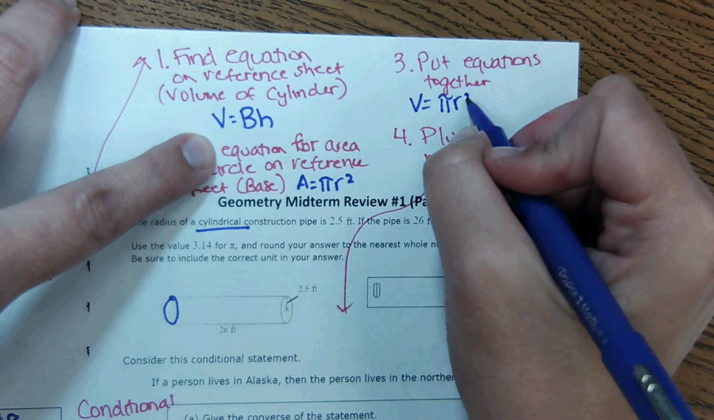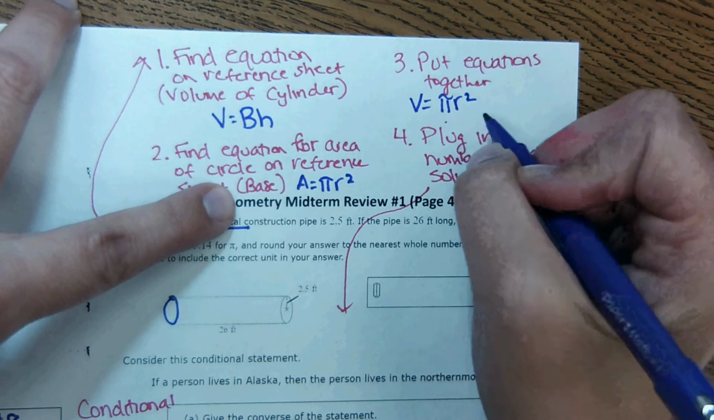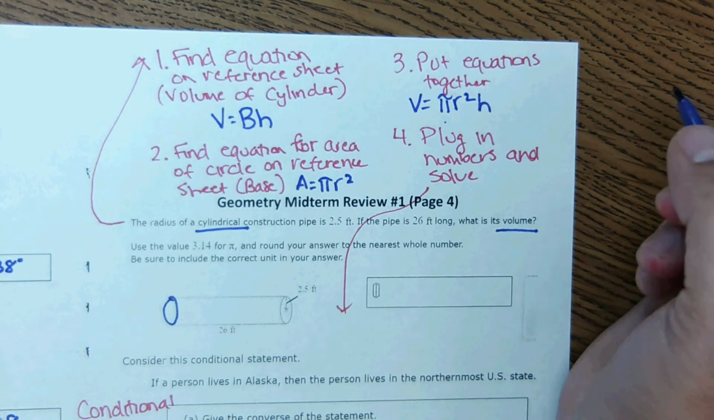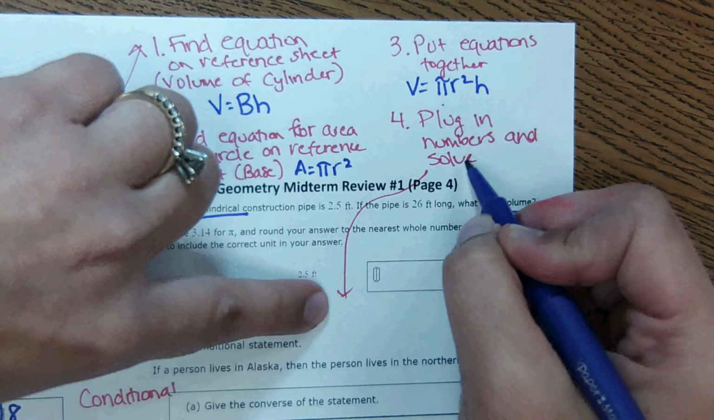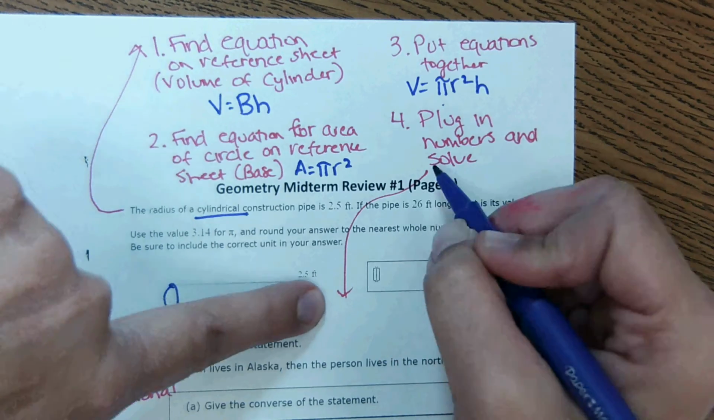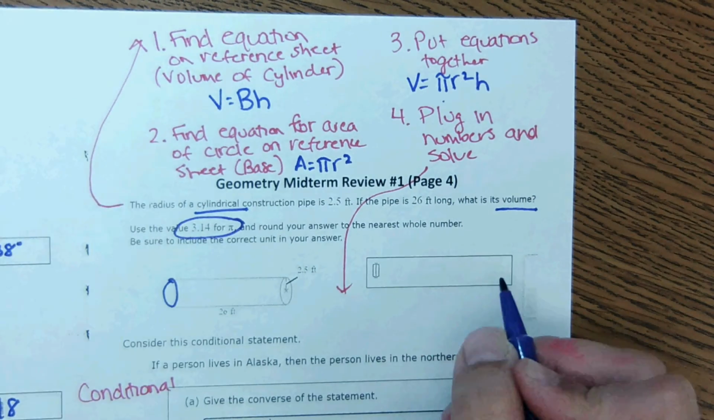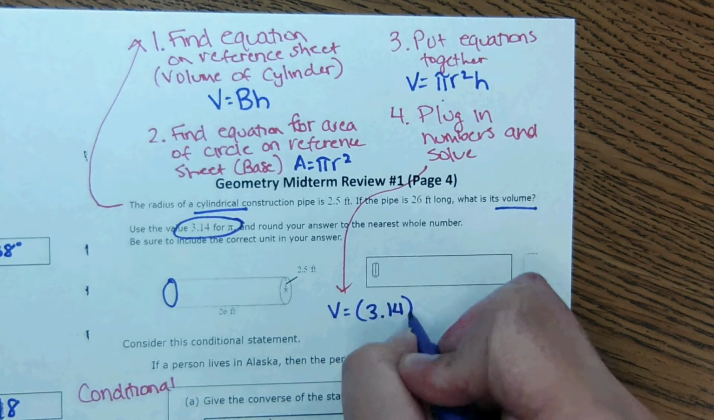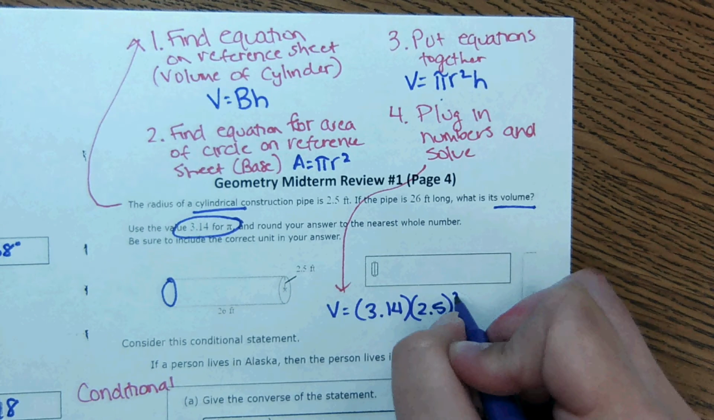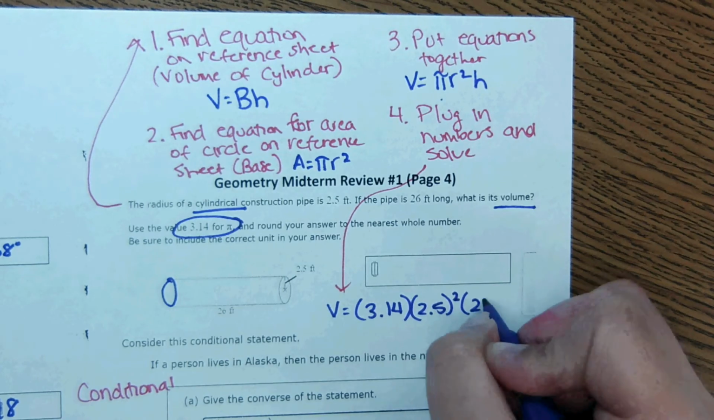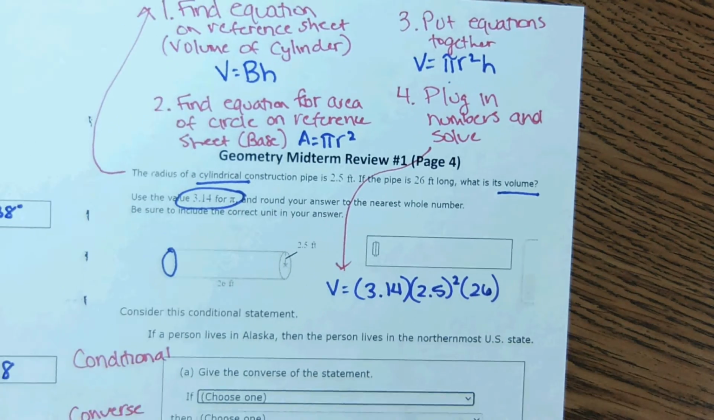We actually now have to put this part of the equation into the volume equation. So volume equals pi r squared for the base times the height. And now that we have the equation set up, we need to plug our numbers in to solve. I drew a little arrow because I knew I was going to run out of space. It does say to use 3.14 for pi, so volume equals 3.14 times the radius here, 2.5 squared, times the height, 26 feet, and we can solve.